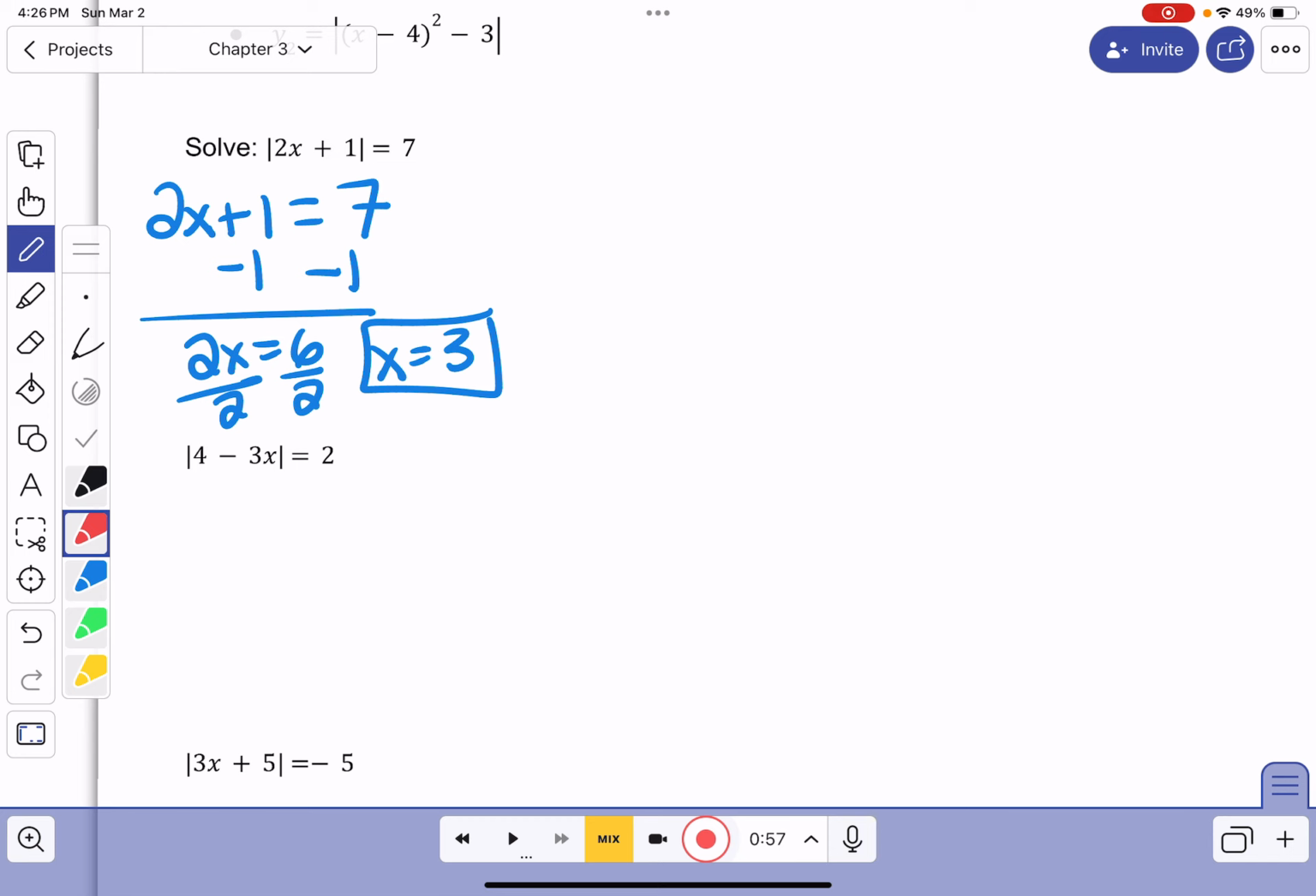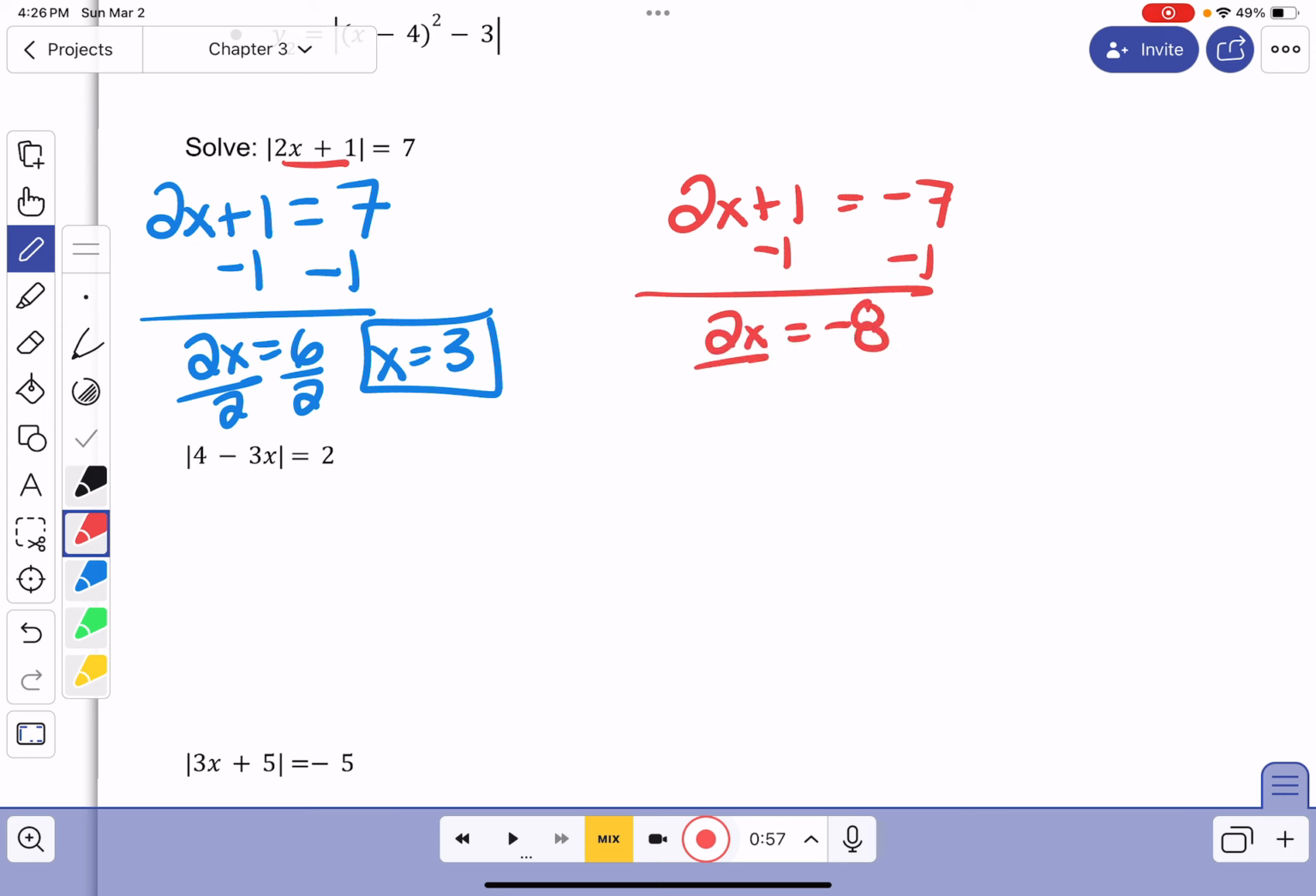The other option is we still have the same argument inside, but it can also equal negative 7 because those absolute value bars will make it positive. So we have to solve both equations. So what this tells us is that x can equal 3 and it can equal negative 4. Both of those will work.